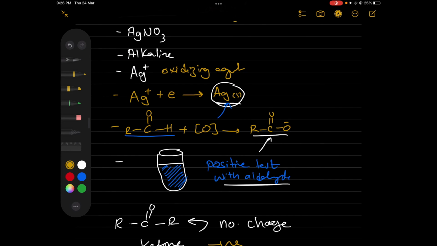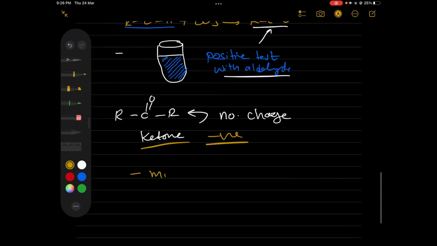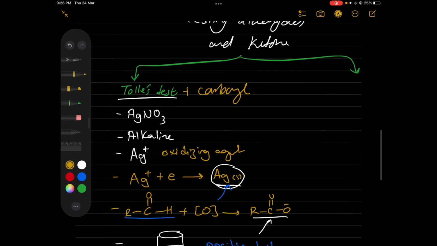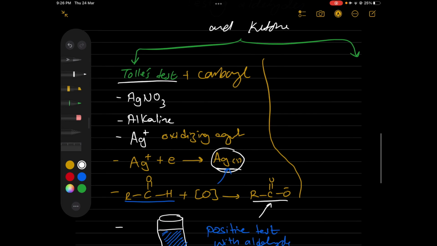The observation that you will have is a mirror. The mirror appears on the walls of the container, or the test tube that you use. And this is a redox reaction. So let's go to the second type of test that we can use, and this test is called the Fehling test.